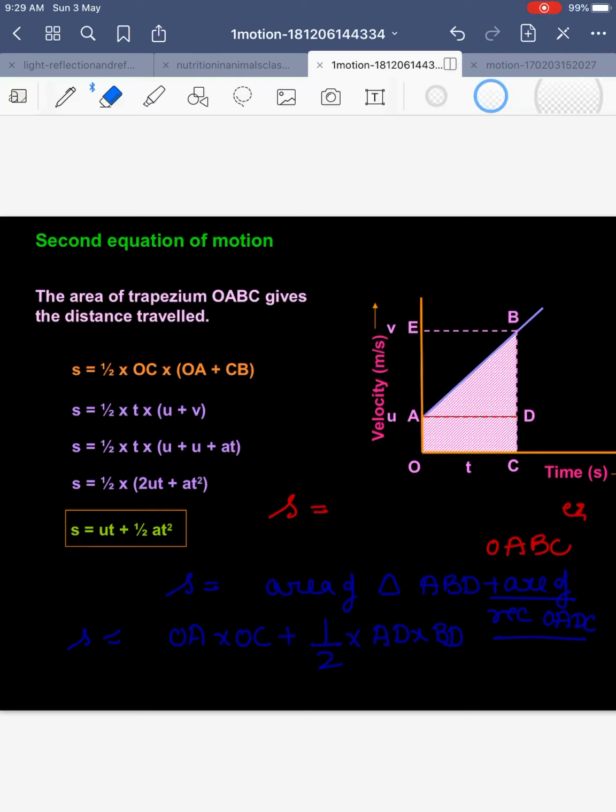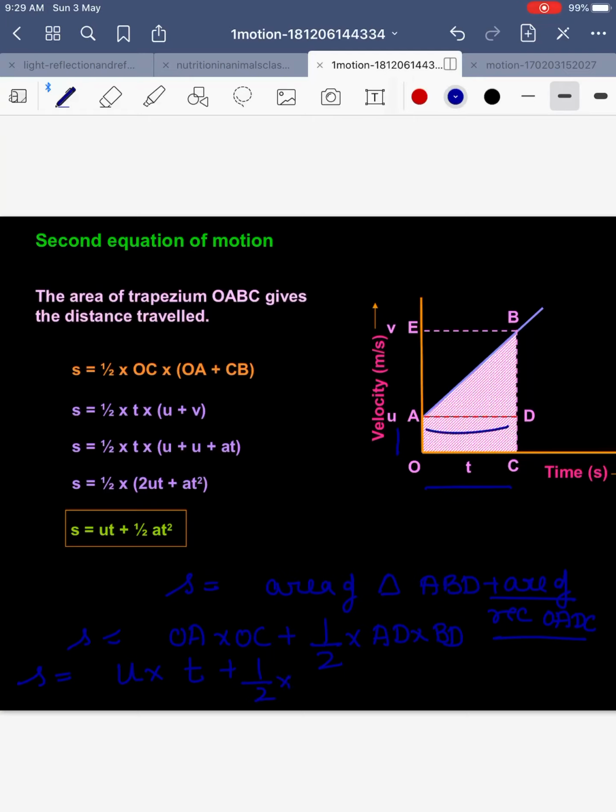Okay, now what we have to do, we have just to put the values. So I'm writing S is equal to, what is OA? That is U. What is OC? That is T. Half. Now what is AD? AD is T only. But what is BD here? In place of BD, I'll write AT. How?